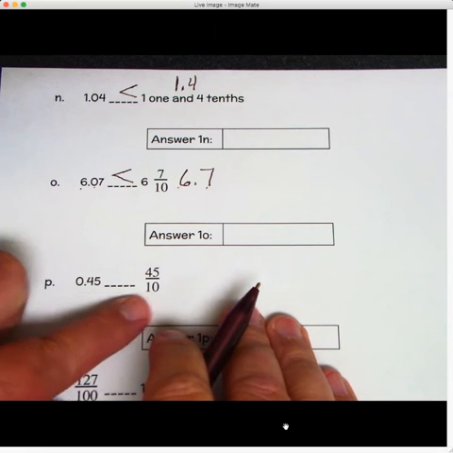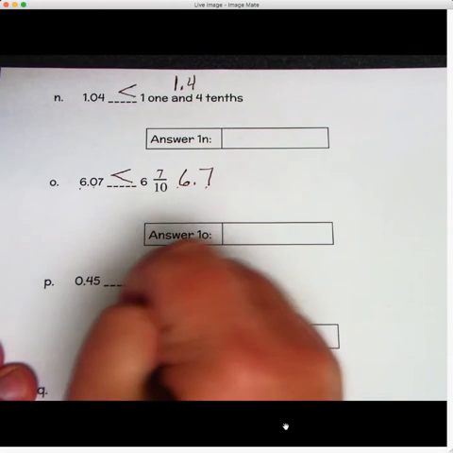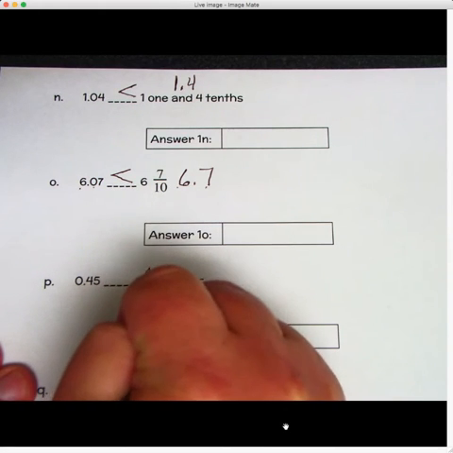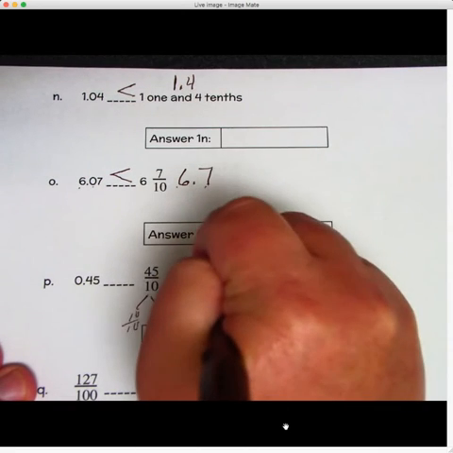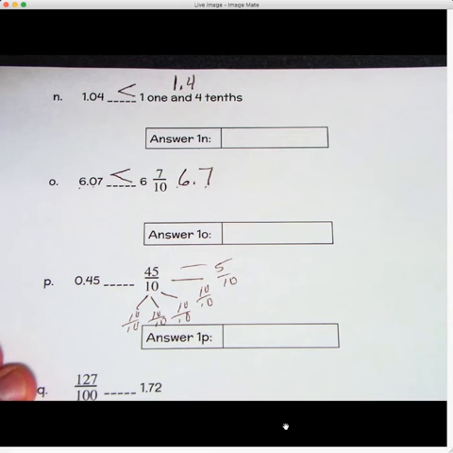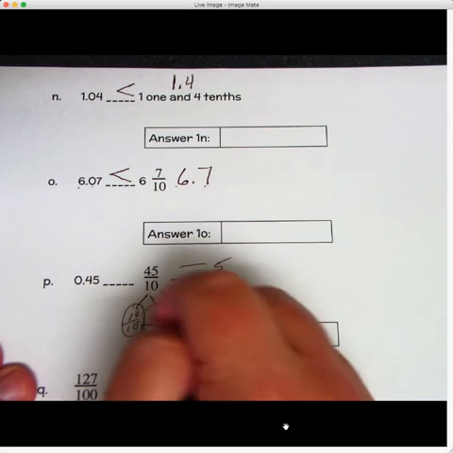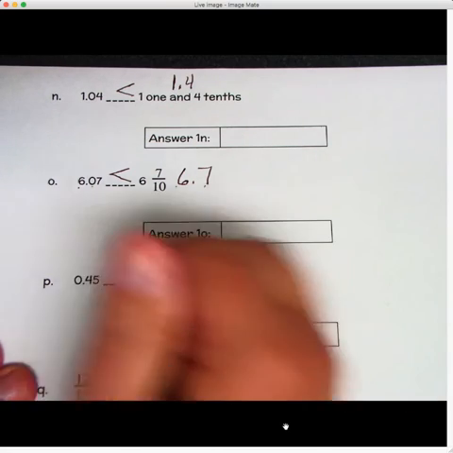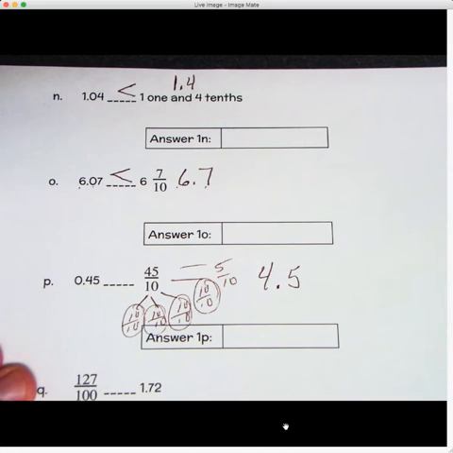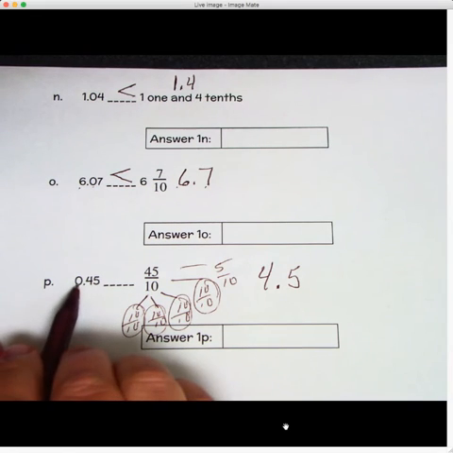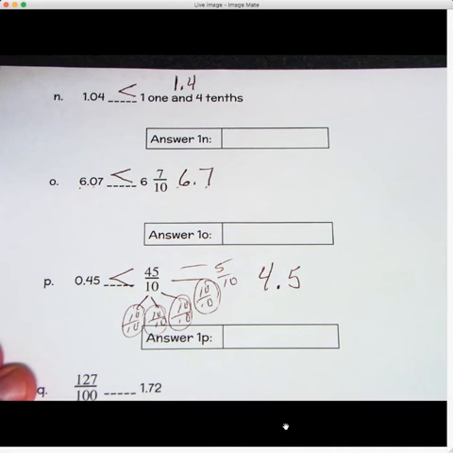45 hundredths or 45 tenths. Let's decompose like we did yesterday. 10 tenths, 10 tenths, 10 tenths, 10 tenths. There's 40 tenths. 5 tenths more. So we've got 1, 2, 3, 4 wholes and 5 tenths more. Looks like that. 0 in the ones place, 4 in the ones place. That's greater than.